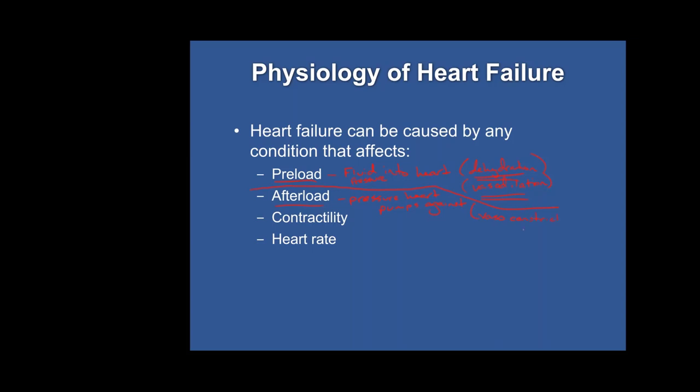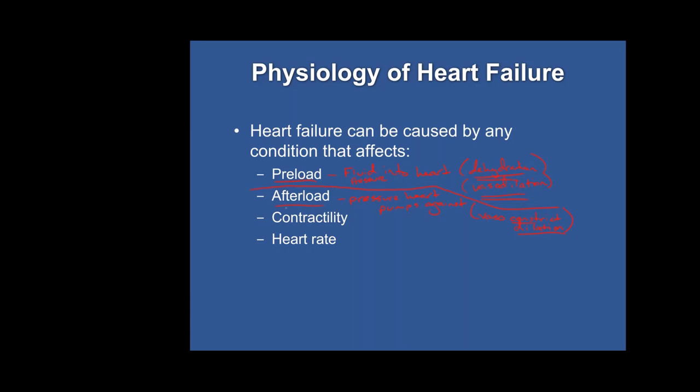By vasoconstriction or vasodilation on the arterial side, right? So if the blood vessels are constricted, right, smaller pipes mean it's a higher pressure, right? So the heart has to pump against smaller pipes. So it's an increased afterload.